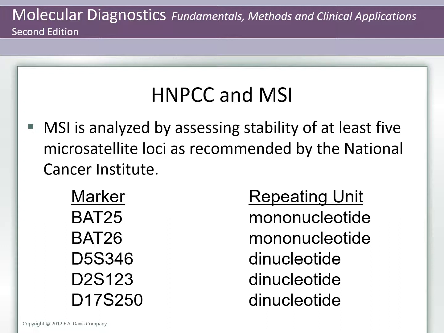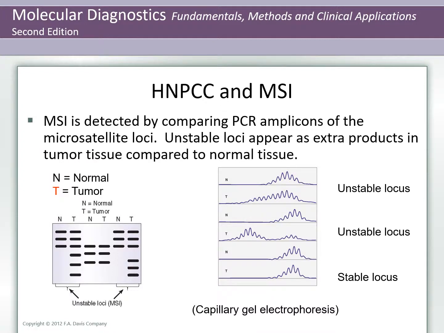In addition, mononucleotide repeat structures may be more sensitive markers for microsatellite instability than the dinucleotide repeats, so some laboratories prefer mononucleotide repeat loci instead. Microsatellite instability is detected by comparing PCR amplicons of the microsatellite loci. Unstable loci appear as extra products in the tumor tissue compared to normal tissue.